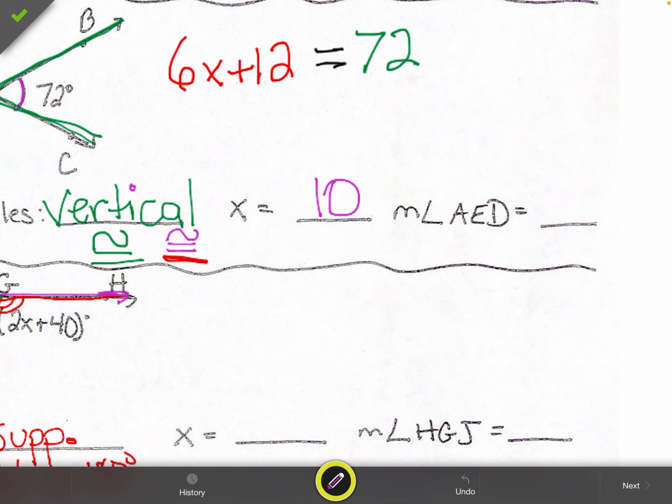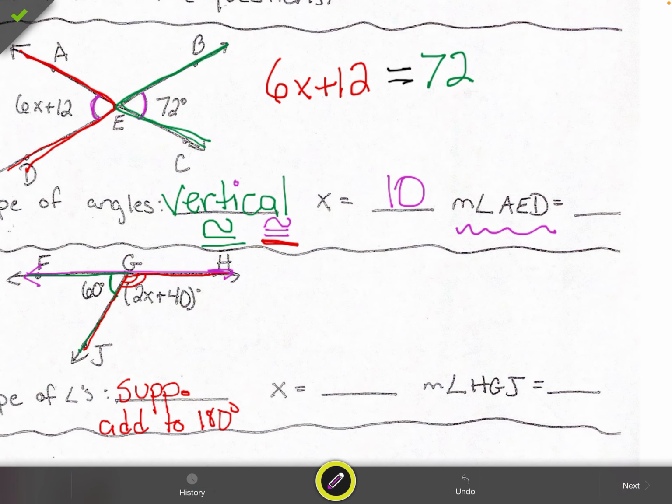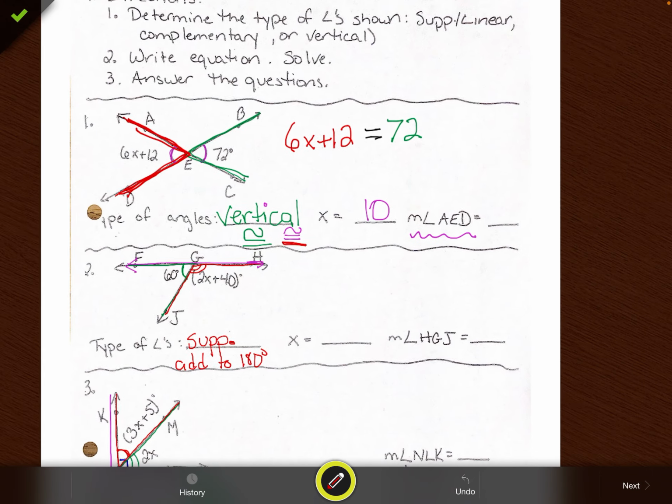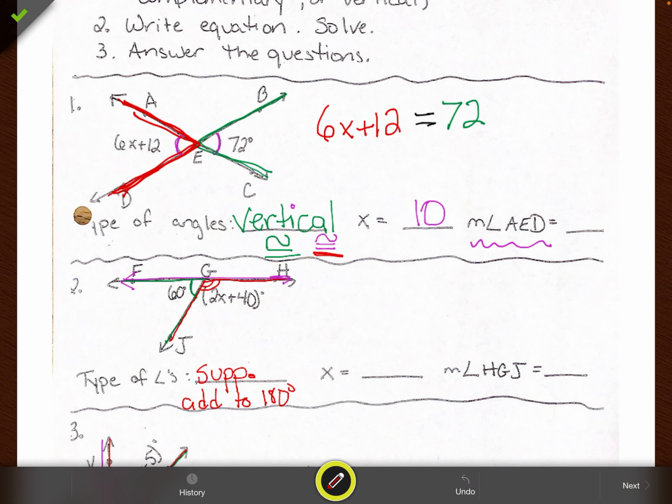Now, notice what they want right here. The measure of angle AED. Okay, well, I look. AED is the angle that's marked in red. How do I know? Just trace it. A to E to D. Okay, so they want that angle. So I just have to plug in AED, and you need to kind of show us what you plugged into. AED is 6x plus 12.